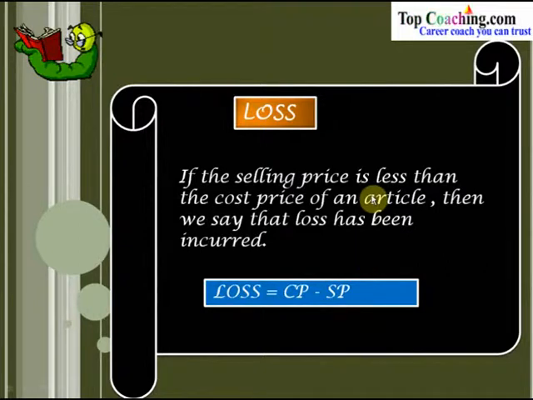Let's see what is loss. If the selling price is less than the cost price of an article, then we say that loss has been incurred, and this difference is known as loss. So on the other hand, if the selling price of the article is less than the cost price, then we say that the seller has incurred a loss, and this loss is given by the formula CP minus SP. CP is the cost price of the article and SP is the selling price of the article.